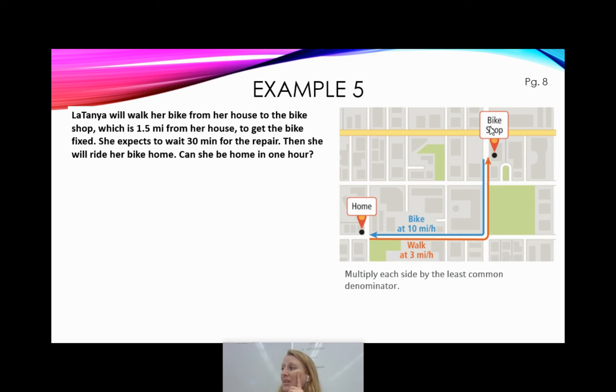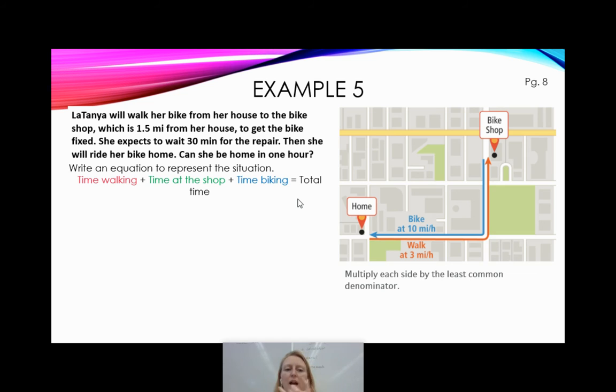That's a good question. I like the way we have a little map here. She's going to walk it. She walks at about 3, and you can see I've got some information here. She's going to walk it there at 3 miles an hour, and then she's going to ride it back at 10 miles an hour. Oh my. All right, let's write an equation. So her time walking plus her time at the shop plus the time biking equals our total time. We're hoping it'll be an hour. I don't know if it will be though.